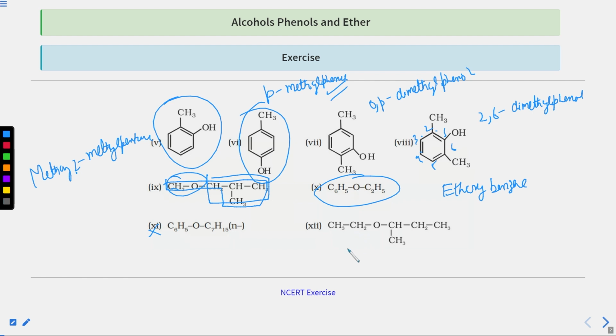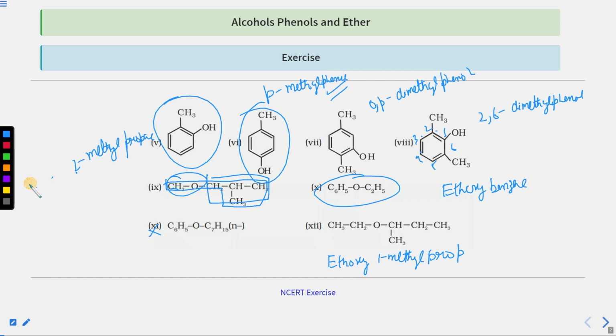Next, what about this? This is also ethoxy 1-methyl propane. This is also 2-methyl propane. So what we do in the naming of ether is we take the shortest one. After taking the shortest one, we will name the longest one individually. So if you just keep this thing aside, what will be its name? Its name will be 2-methyl propane.